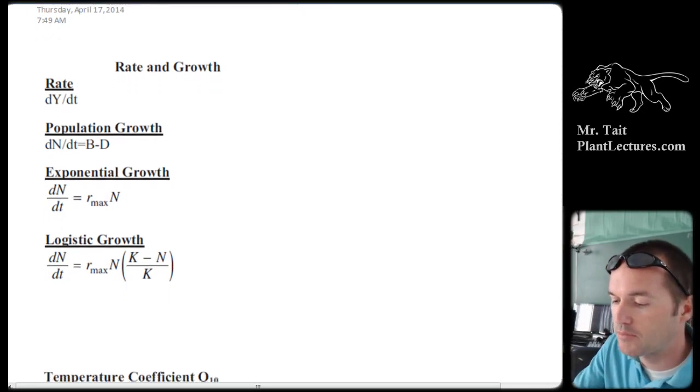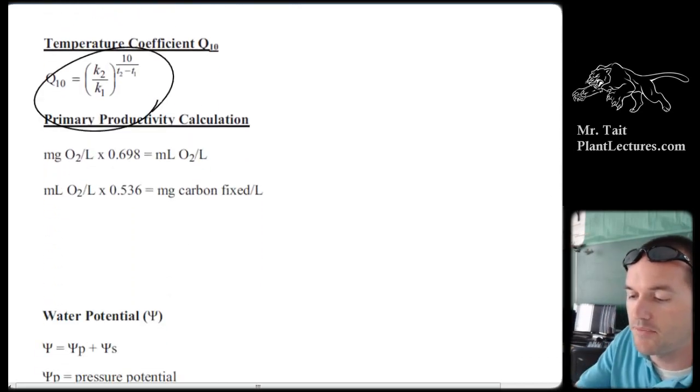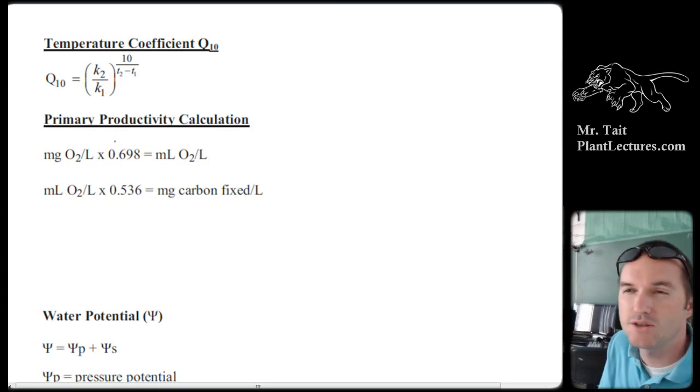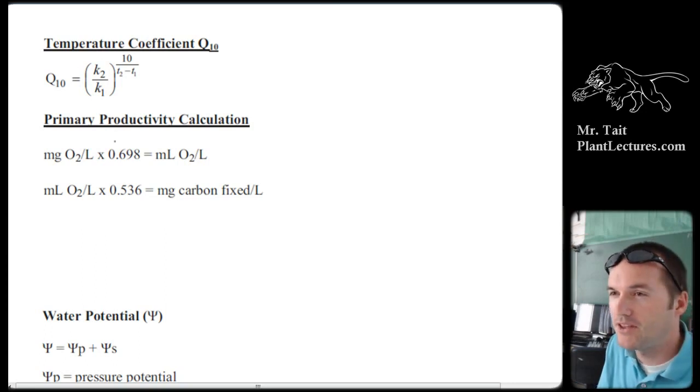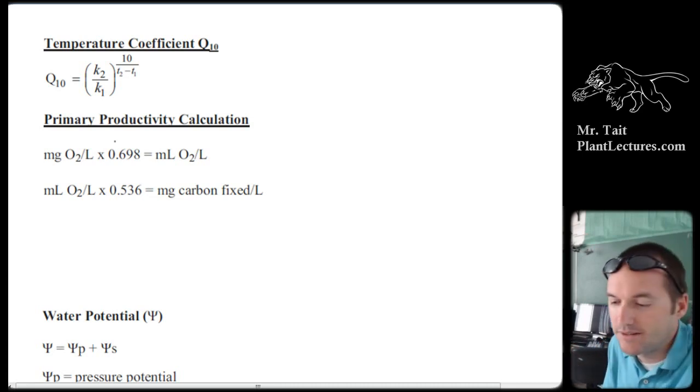Other stuff you might see. Rate and growth. This is for population growth. They'll give you values for these and you just plug them in. You're not going to need to do any calculus or differential equations or anything like that. Just plug them in, so don't worry about that. Temperature coefficients, same thing. They will give you a rate 2 and a rate 1 and a temperature 2 and a temperature 1. You just plug them in and you get your Q10 value. This is usually used for kinesis, so if it's asking you about the difference between when a lizard is basking in the sun versus when a lizard is swimming, and it's like heart rate or something like that, and calculate the Q10, this is how you do it, right?